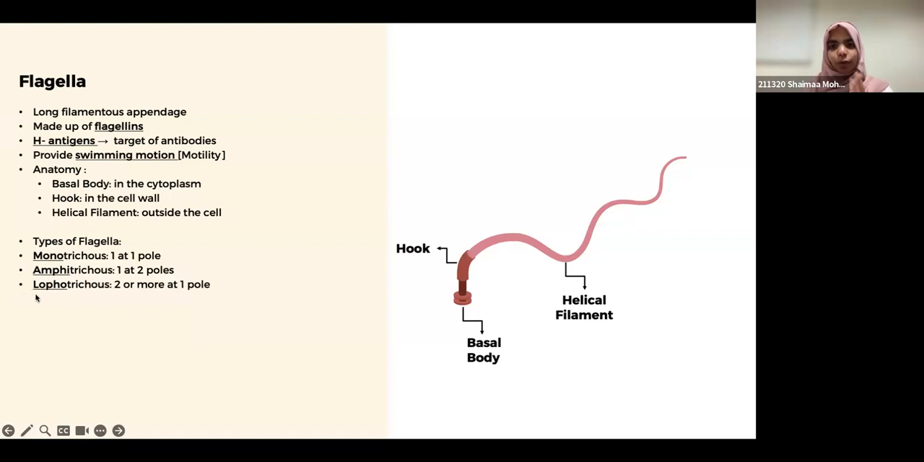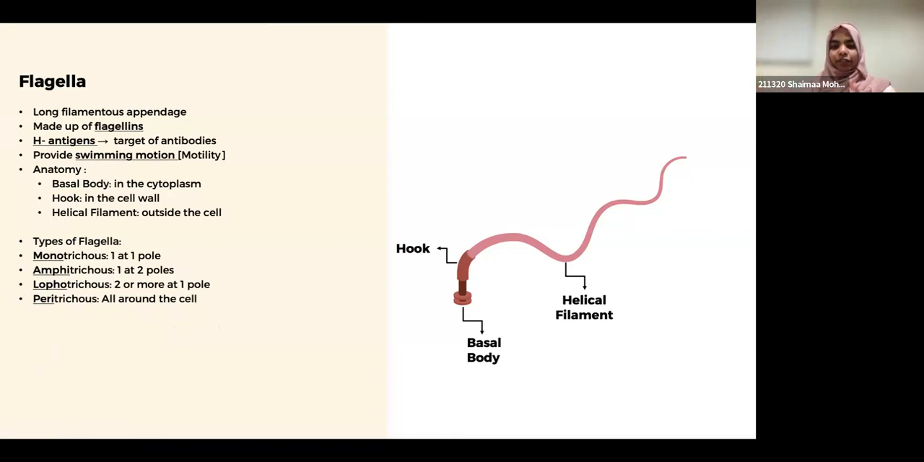Then we have lophotrichous. Lopho means that there's 2 or more flagella at only one end. I don't know if this is going to help you remember it, or if this is more confusing, but lopho is basically like some animals have these spikes or hairs on top of their head. So that's what lopho is. So you can think of it as the bacteria having hair from only one end, lophotrichous. And then we have peritrichous. So peri is all around, periphery.